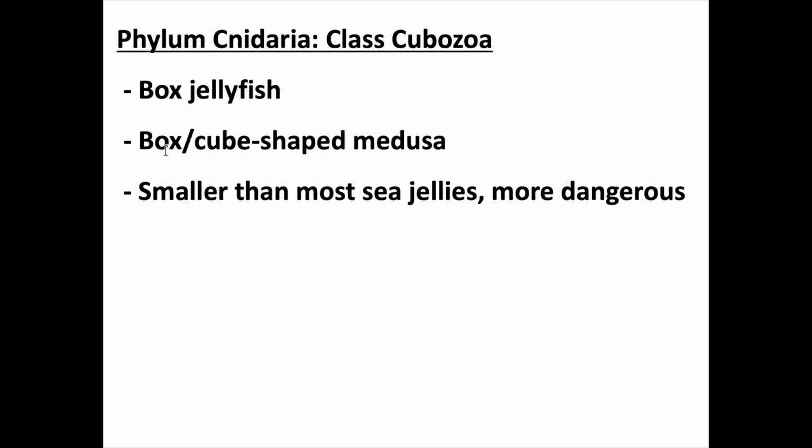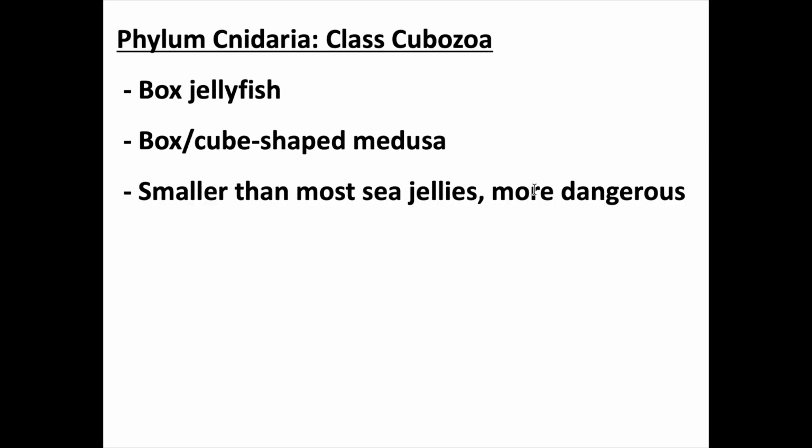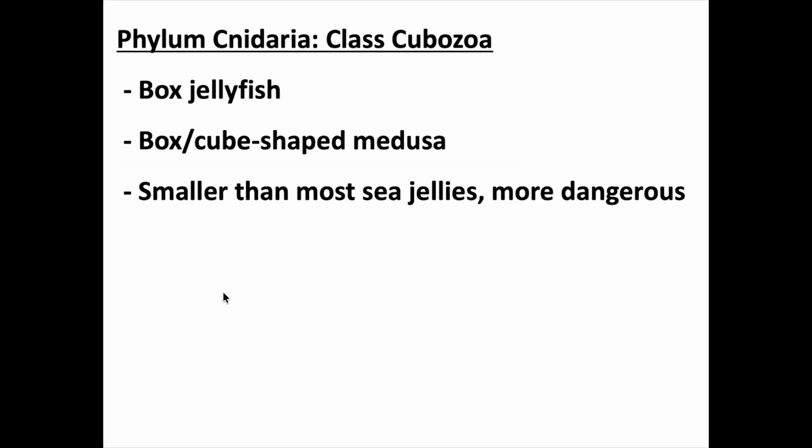These are, yeah, box or cube-shaped medusa. This is why these things are referred to as box jellyfish, as opposed to real jellyfish or Scyphozoa jellyfish. On the whole, they tend to be smaller than most sea jellies, but they're a lot more dangerous. So yeah, these can be life-threatening. Their nematocysts and paralyzing toxins affect even humans. So yeah, smaller but more dangerous.